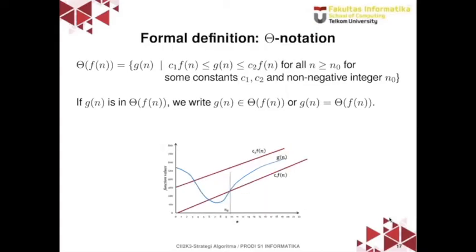And then for big theta, we want to know that after some point, Gn is always above C1 Fn for some C1, but it is also beneath C2 Fn for some C2. So basically, we can say that Gn is in big theta if it is in big O, but it is also in big omega.